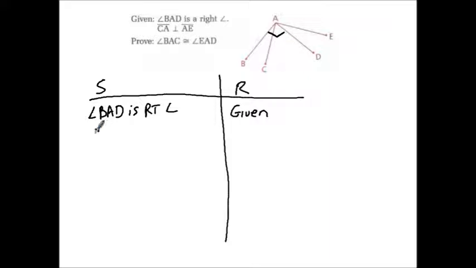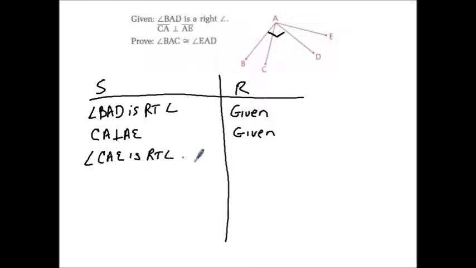Next, we have that CA is going to be perpendicular to AE. That's also going to be given to us. Now, what comes directly out of perpendicularity that might be helpful for me? Well, what I can say here is that angle CAE is a right angle.